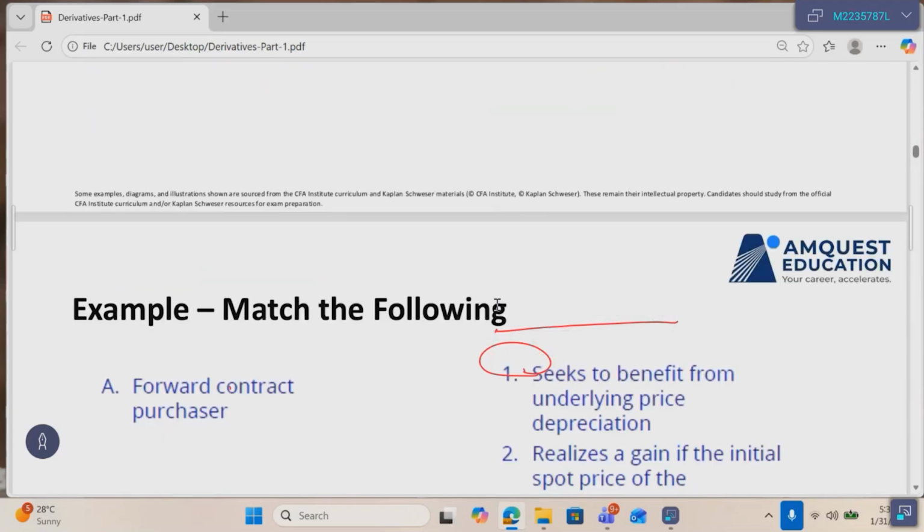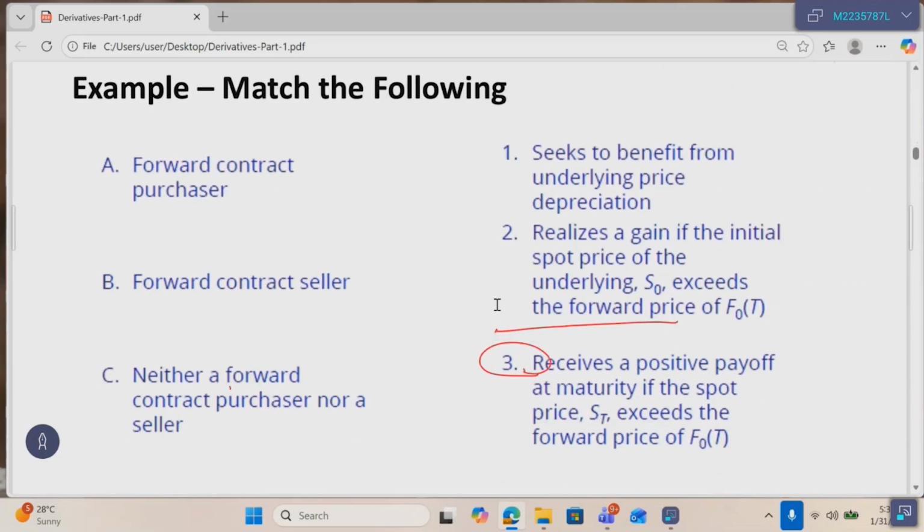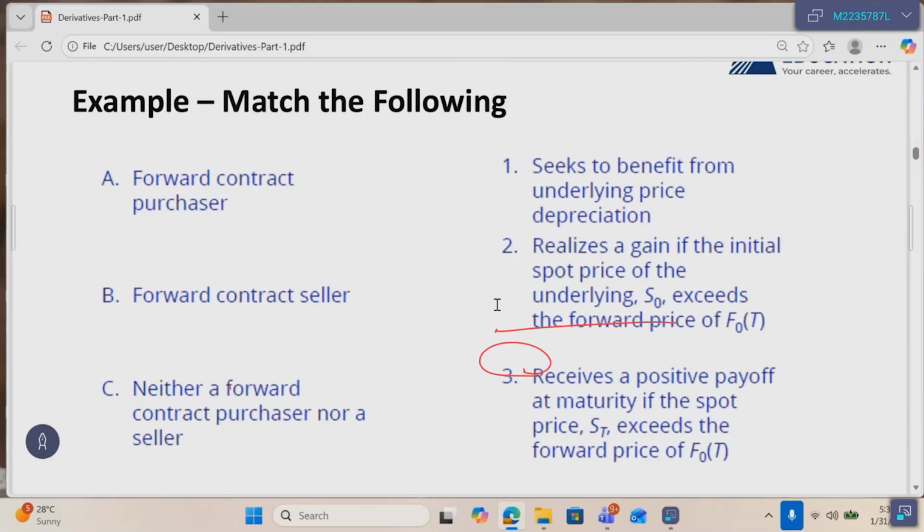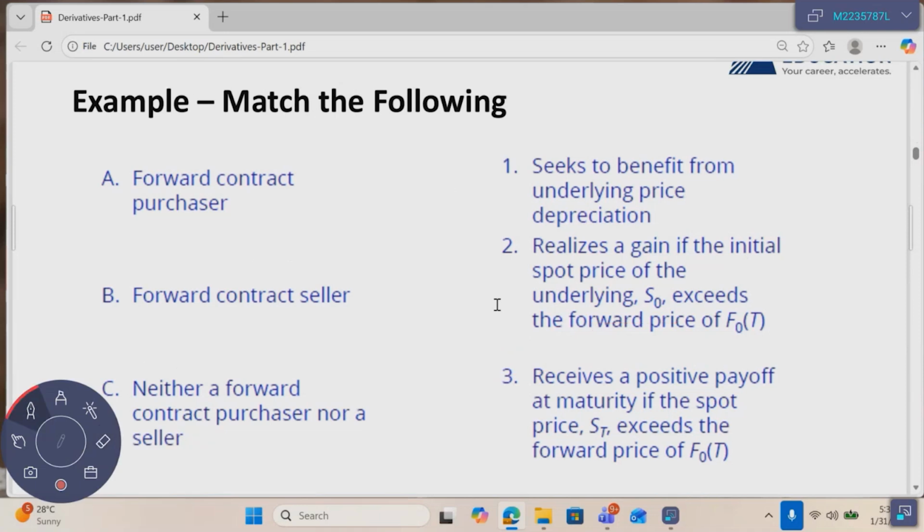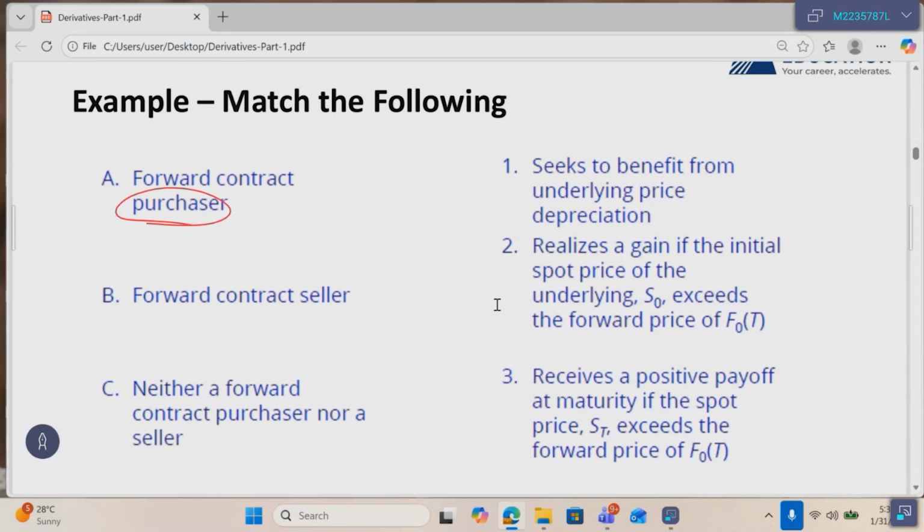Clear? Now, let me make you guys do an exercise. I want all of you to match the following. What does the forward contract purchaser seek? He purchased the forward contract, right? So he's long. He went long. Is he trying to seek benefit from underlying price depreciation? No. He's buying, so he's trying to benefit from appreciation, right?